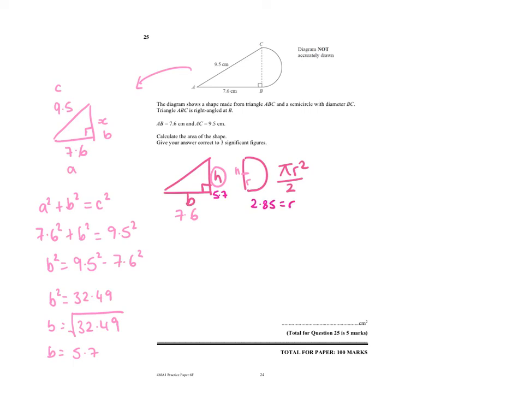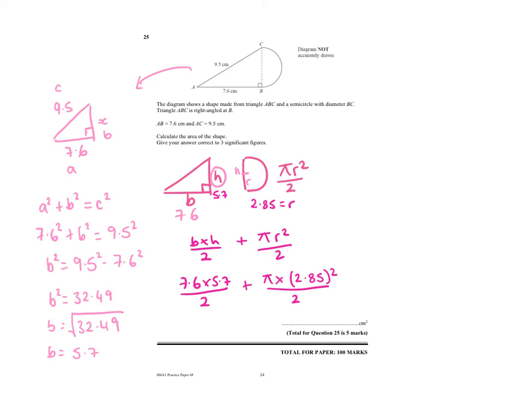So now I know for my triangle, I've got base times height divided by 2, plus the area of my semicircle, which is pi r squared over 2. I'm now going to fill in the numbers of what I know. So here we go. 7.6 times 5.7, because that's my base and my height, divided by 2, plus pi times my r, which is 2.85 squared, divided by 2. I'm now going to put that into my calculator.